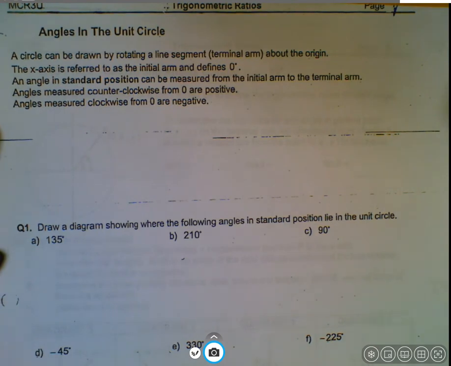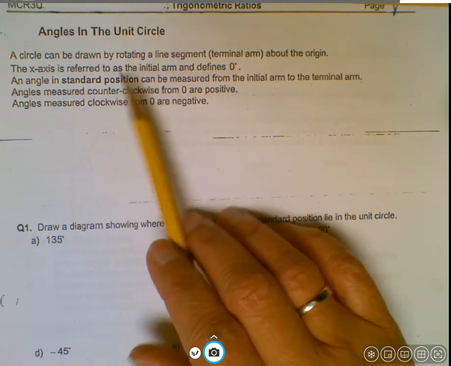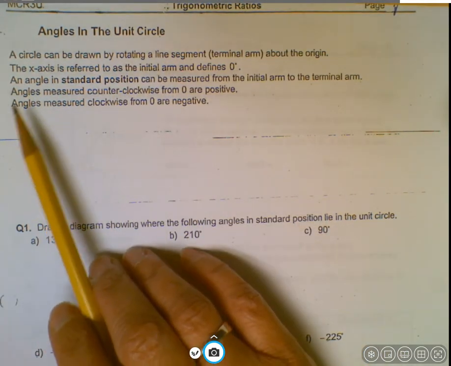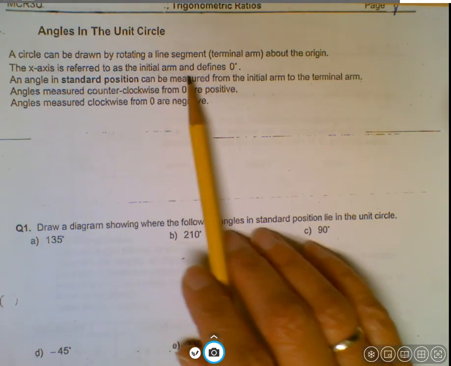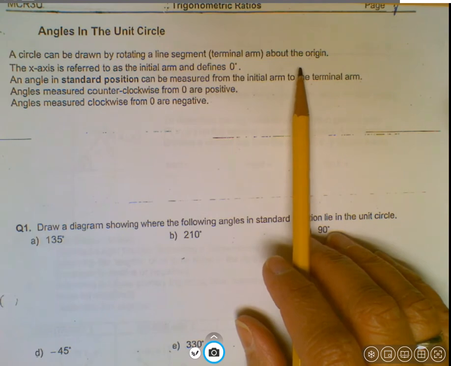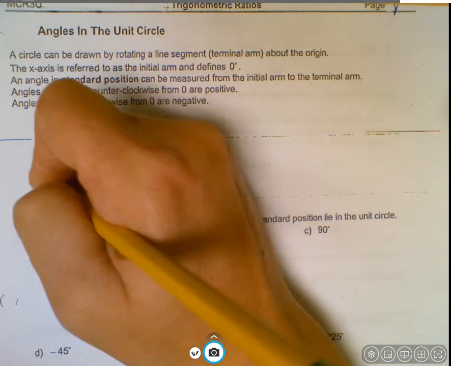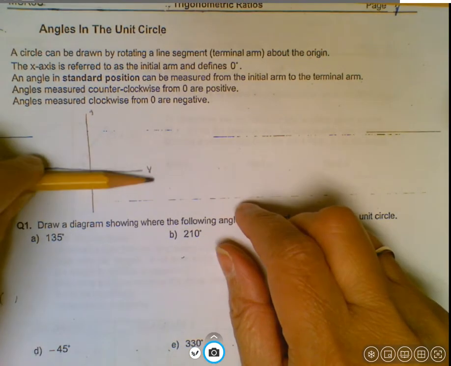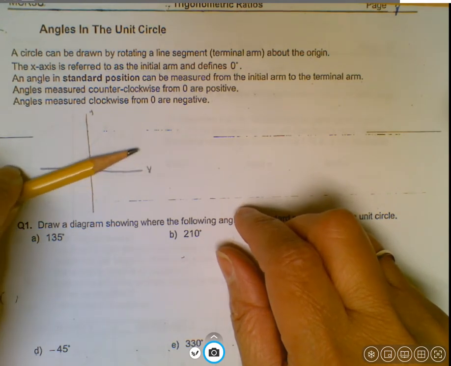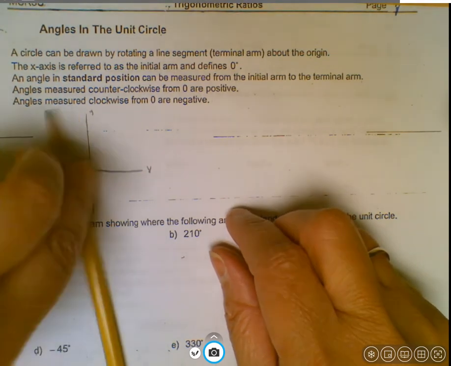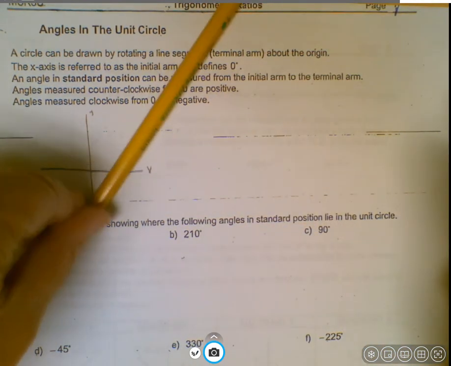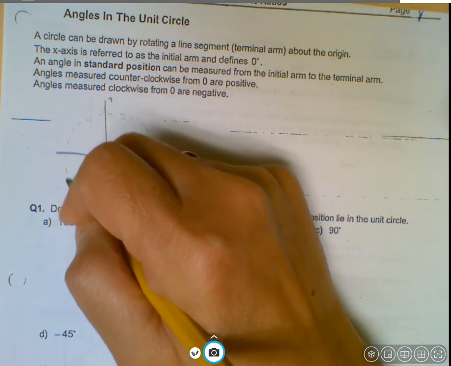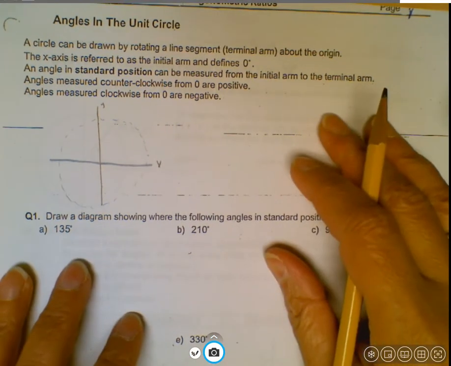Okay, so we're in the booklet. On the page it says angles in the unit circle. And I'm just going to draw a couple things and give you the new language that we're going to use. A circle can be drawn by rotating a line segment about the origin. What this is saying is that if I draw my X and Y axes, and I have a line, I can rotate the line around with the center at the origin, and then the point of my pencil will make this circle as I rotate the line. Okay, so that's how we're making a circle.